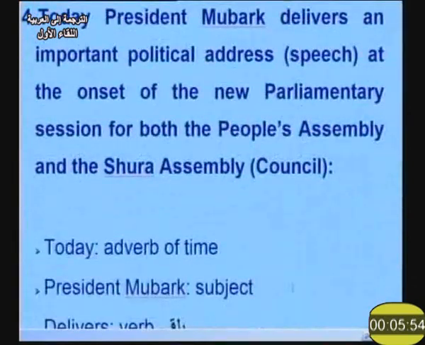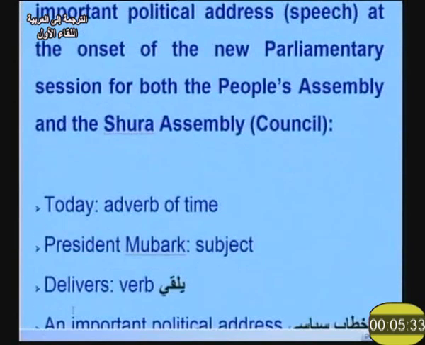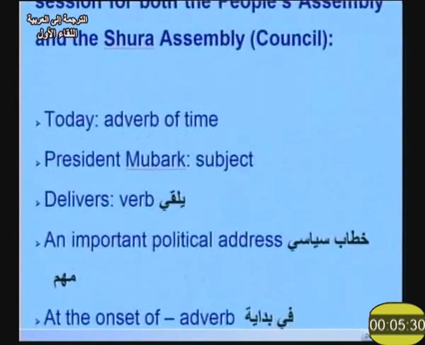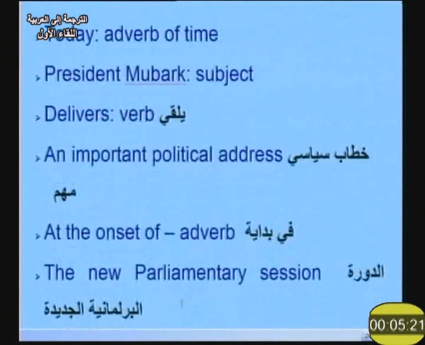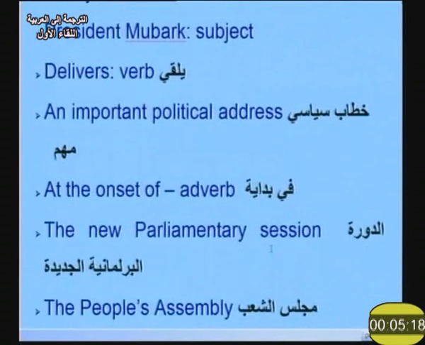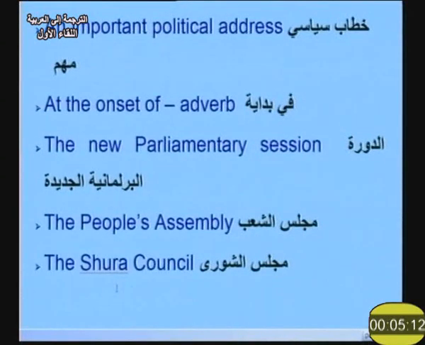We examine these sentences. Today President Mubarak delivers an important political address speech at the onset of the new parliamentary session for both the People's Assembly and the Shura Assembly or Shura Council. Analyzing this sentence: today, adverb of time; President Mubarak is the subject; delivers, verb; an important political address is the object, خطاب سياسي هام; at the onset of, في بداية, adverb; the new parliamentary session, the People's Assembly and the Shura Council.